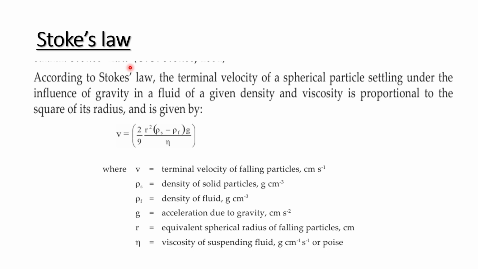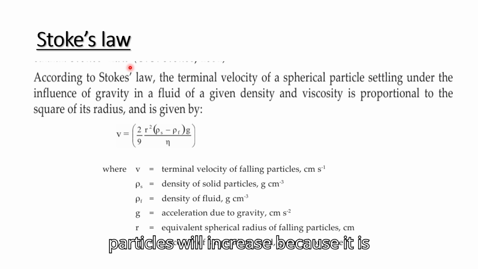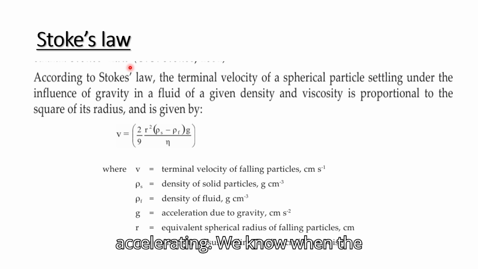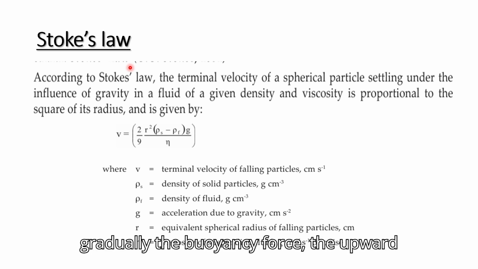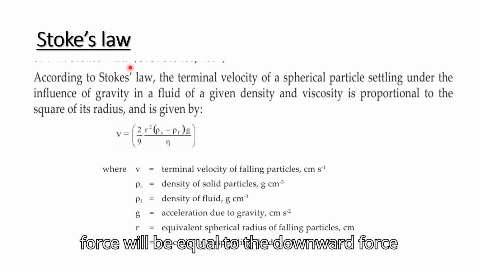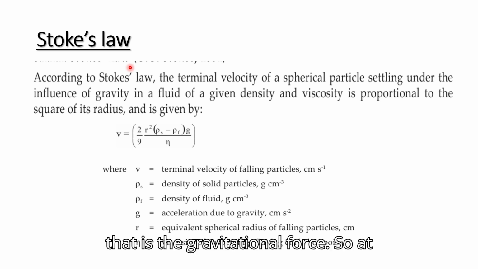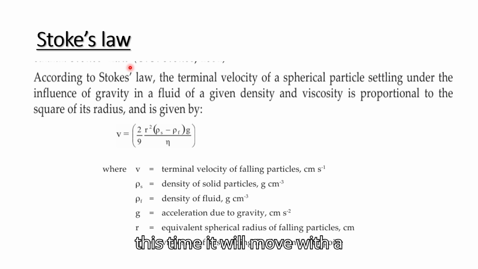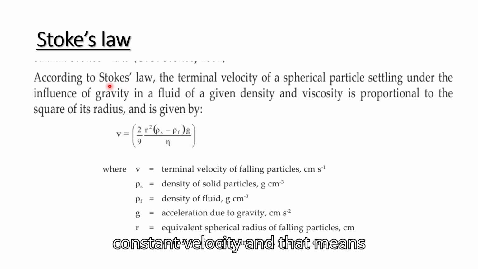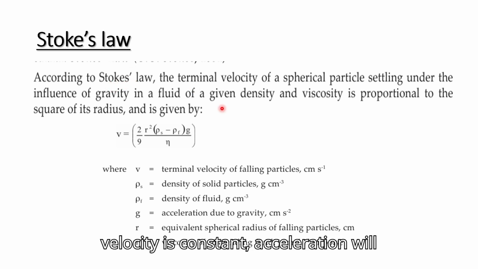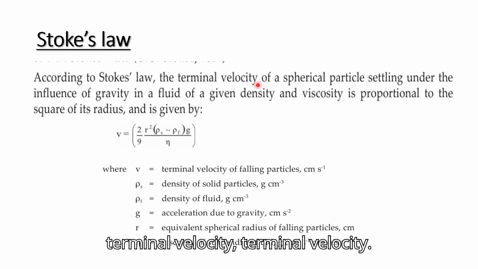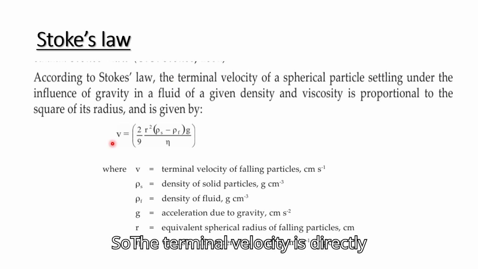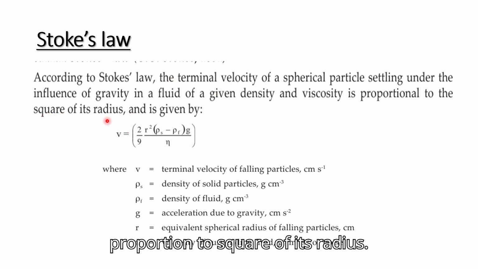It will sink. Initially the velocity of the particles will increase because it is accelerating. Gradually the buoyant force, the upward force, will be equal to the downward force, that is the gravitational force. At this time, it will move with a constant velocity, which means the acceleration will be zero. When velocity is constant, acceleration is zero. This velocity is known as the terminal velocity. So the terminal velocity is directly proportional to the square of its radius.